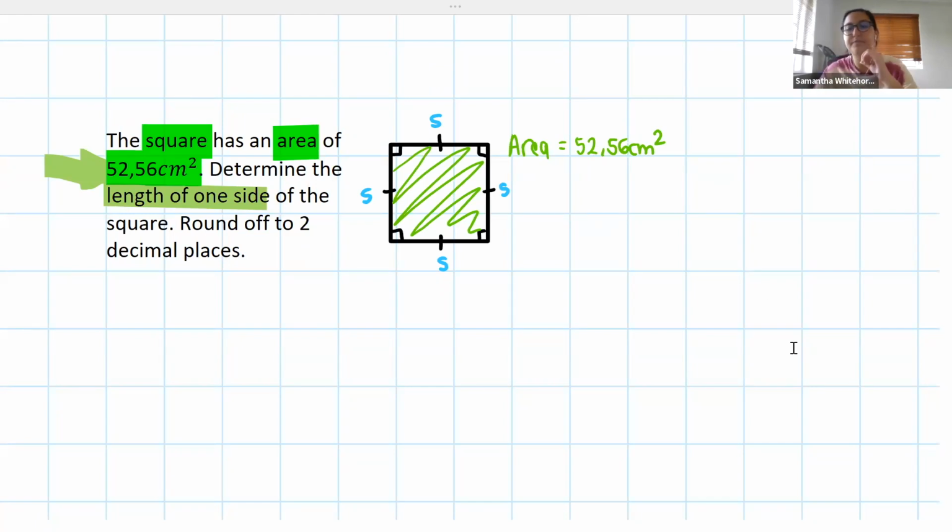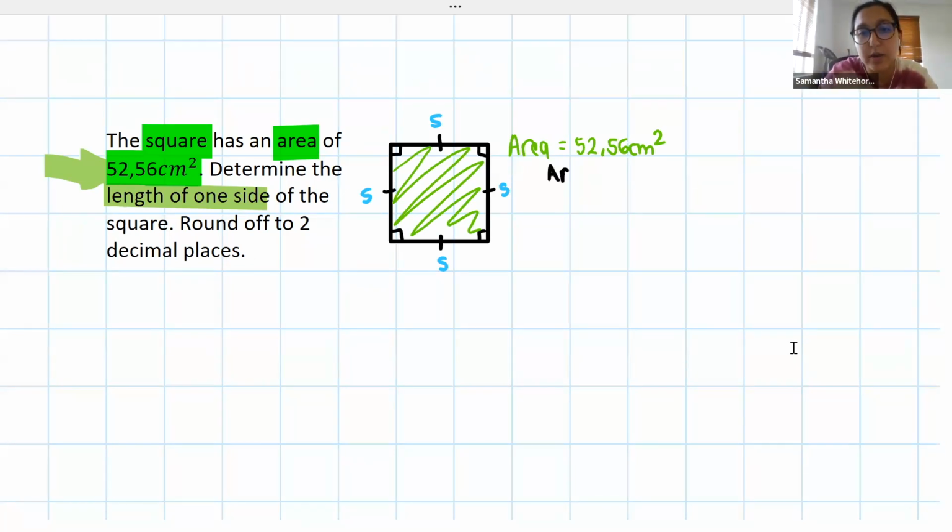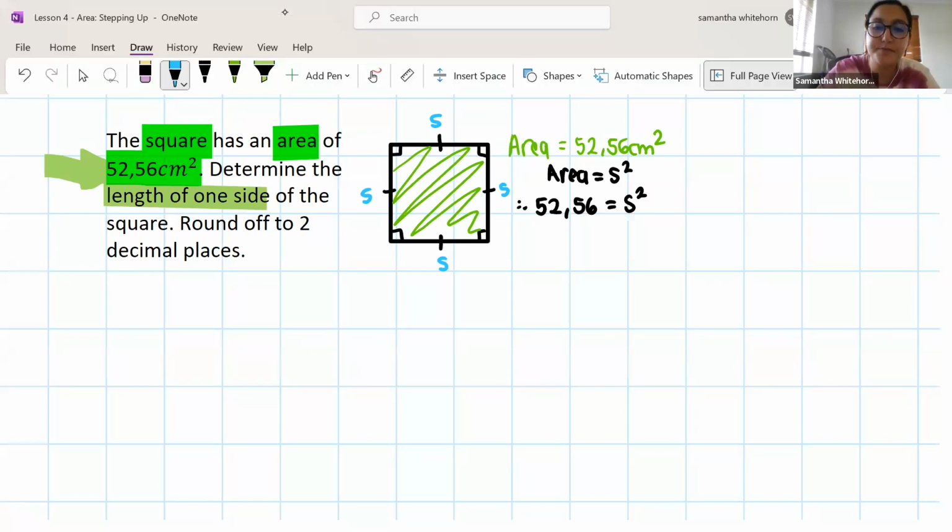Good, guys. Okay, so let's have a look. Like I say, it's exactly the same thing. So we know that the area of a square is equal to side squared. We know that the area is 52,56. So that is equal to side squared. And then as I explained earlier, we don't want side squared, we want the side.